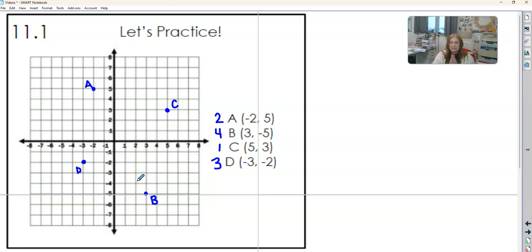Okay, so just biggest thing to remember, always the first number, the X, tells you to go over, positive or negative, and then you can go up and down.